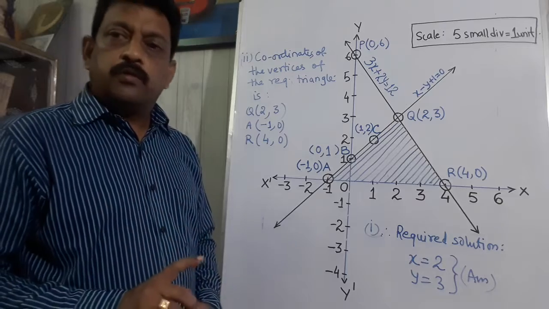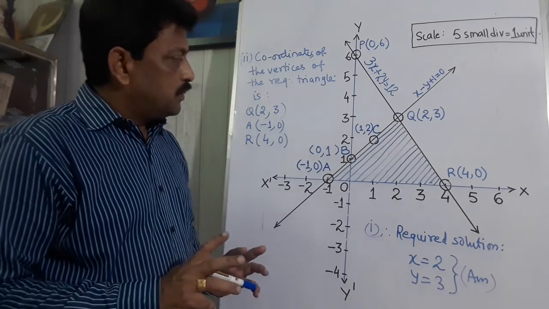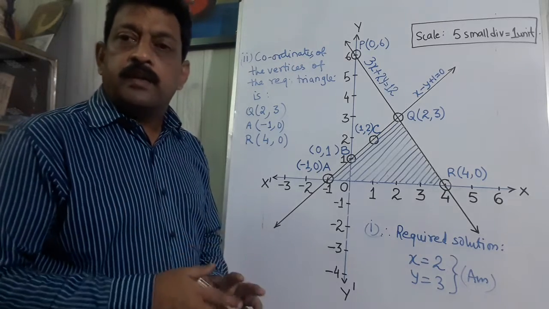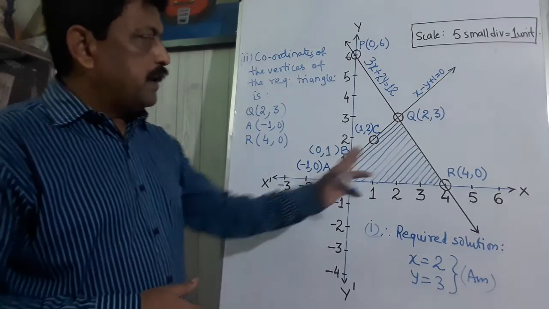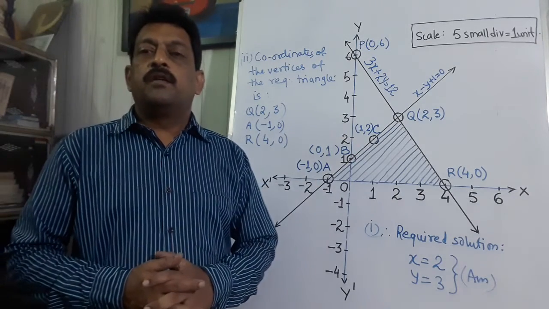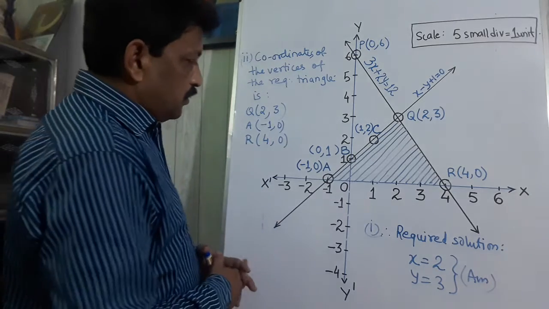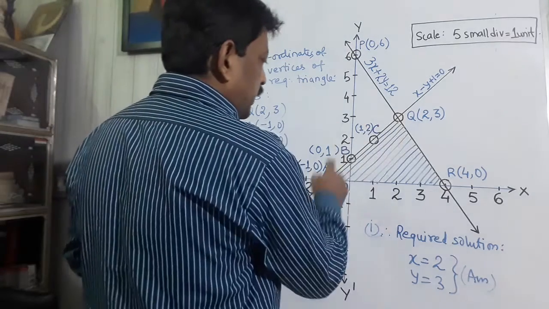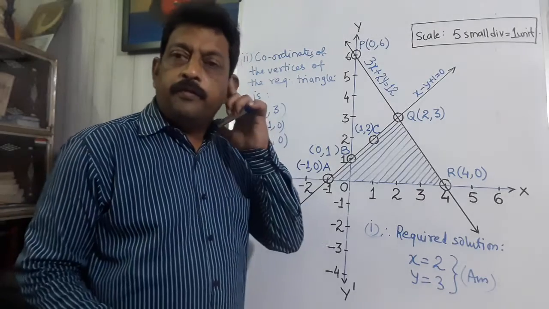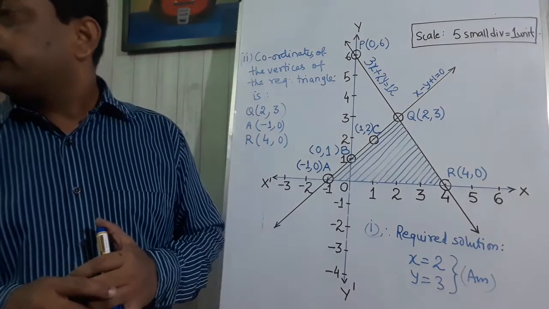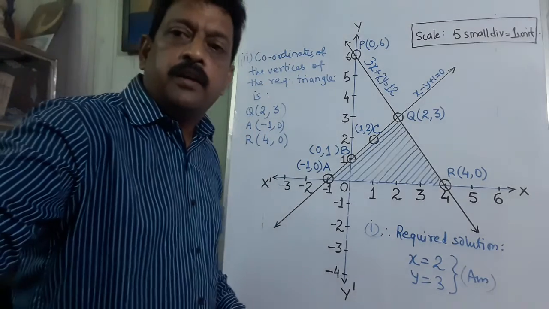One more question also comes, you can see in the exam paper also. To find the area of this triangle formed by these two lines and the x-axis. So the triangle is QAR. We have to find the area of that triangle. So let me find the area of this triangle.